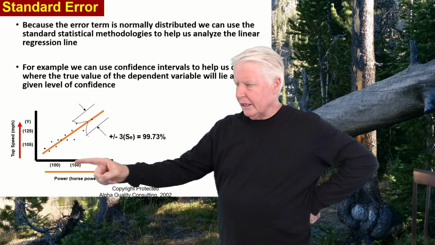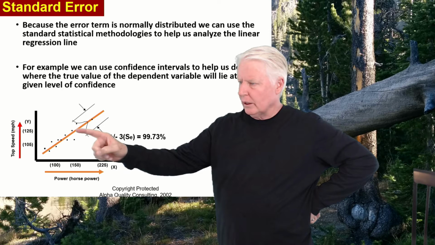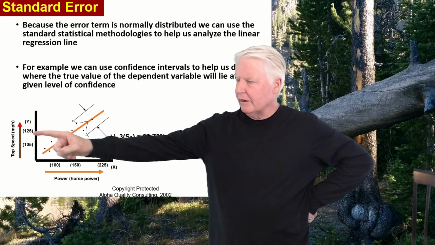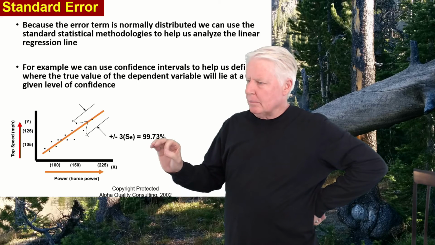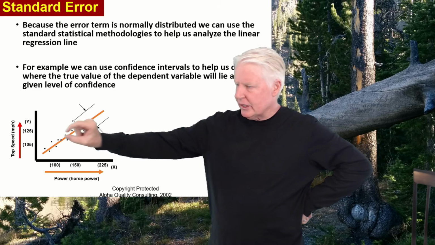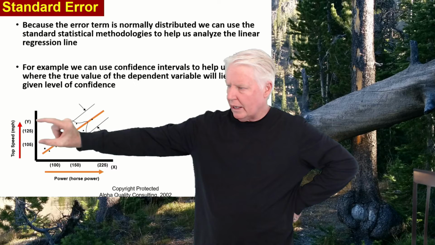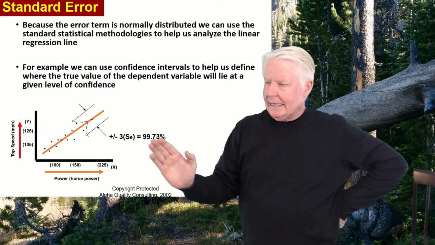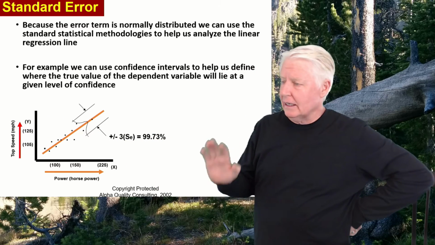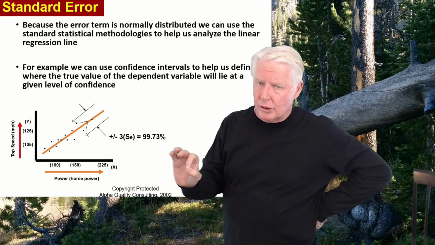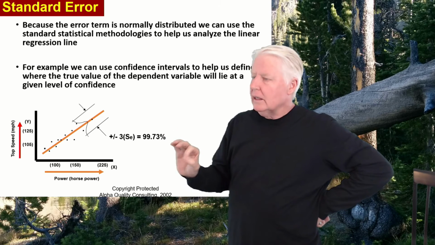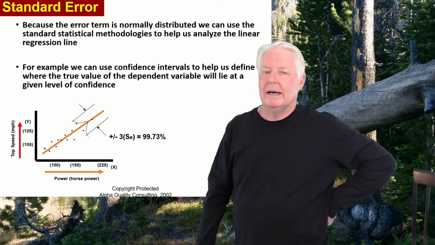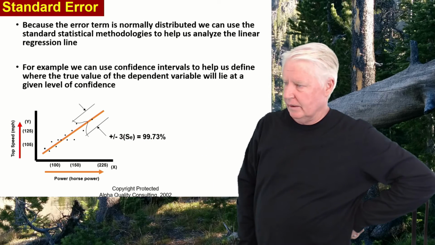What does that mean? Well, if you go over here to 150 horsepower, go up and go over, that will give you your top speed. Okay? Top speed. But if you add and subtract 3 standard errors from it, it gives you a confidence interval, and say 99.73% of the time I would expect the actual value, not the estimate value, but the real value to lie within these plus minus 3 standard errors here.